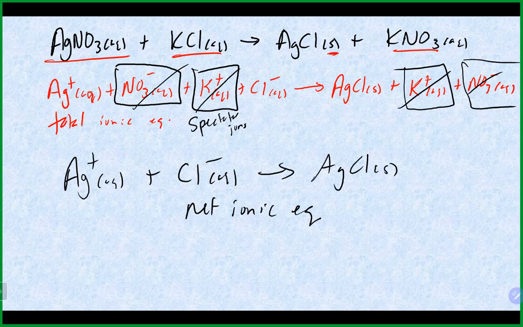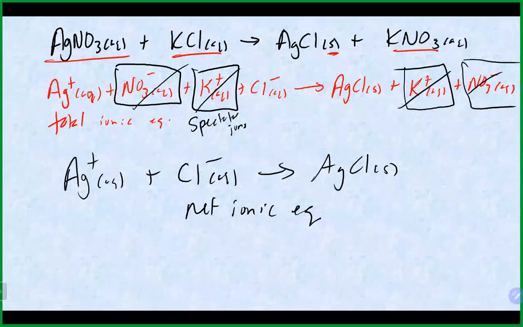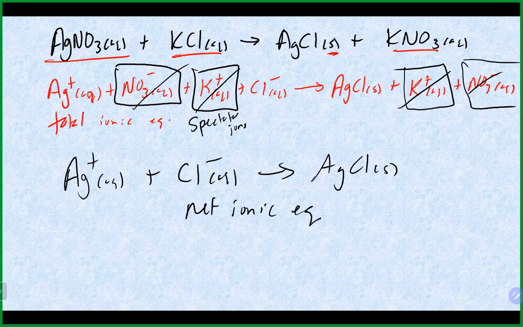The spectator ions will always be the ions that you can find on both sides of the arrow that look exactly the same in their exact same ionic form. So like NO3 minus on the left, NO3 minus on the right, K plus on the left, and K plus on the right. There's a silver ion on the left, but on the right-hand side it is connected with the chloride, so it's not exactly the same. So they're not ions that you could cancel out. Other questions? Yeah.